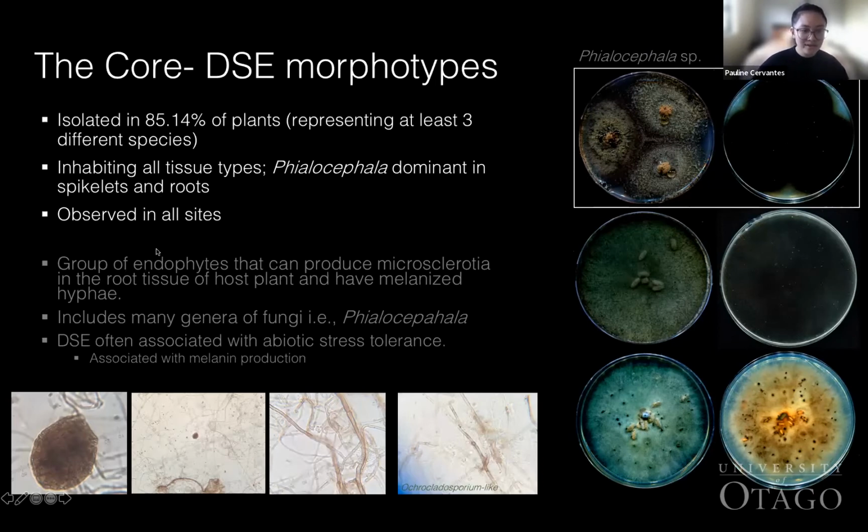So this group is often characterized by their ability to produce microsclerotia in the root tissue of their host plant, and they also have melanized hyphae, as you can see in the pictures here below, the dark brown pigmentation. And it's this pigmentation that's being associated at times with their ability to protect their host against abiotic stress, such as salinity, as well as drought.